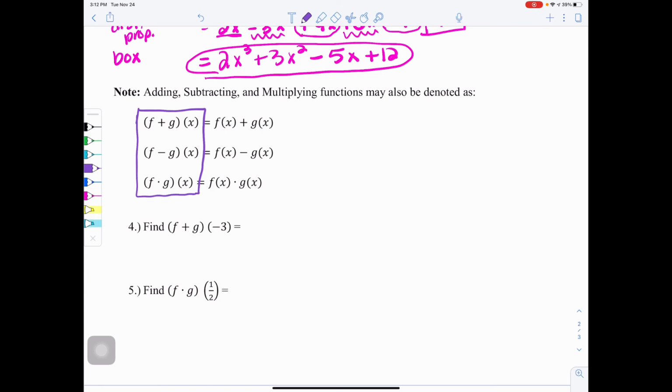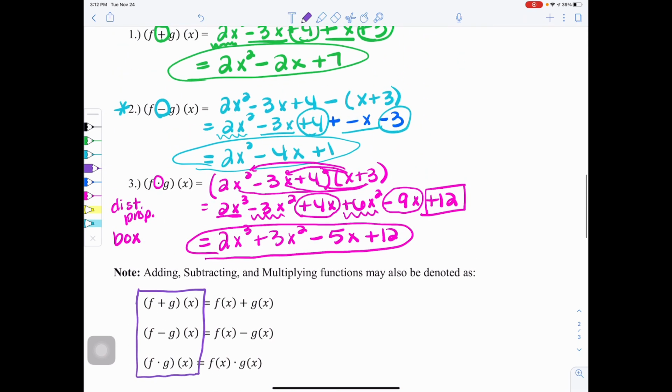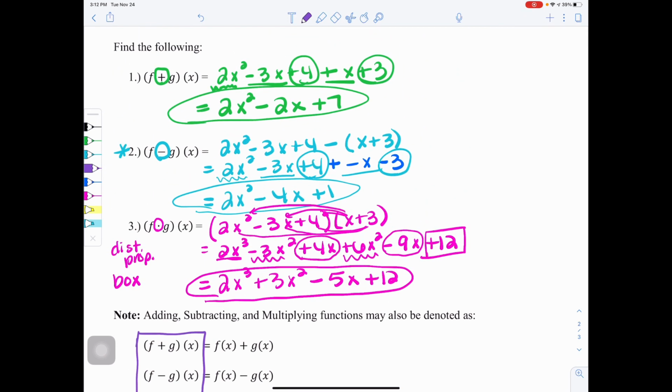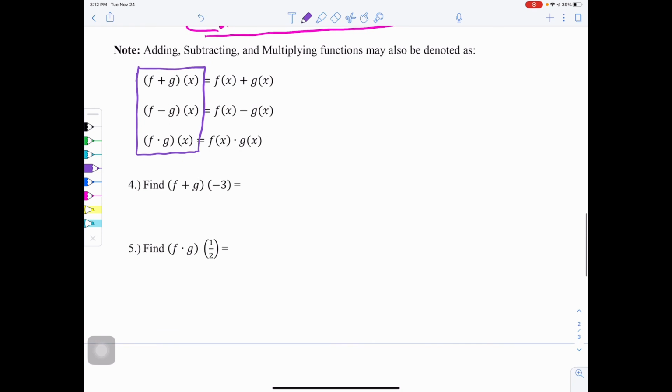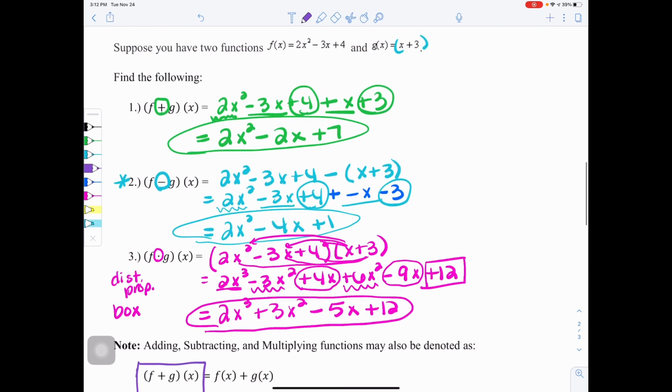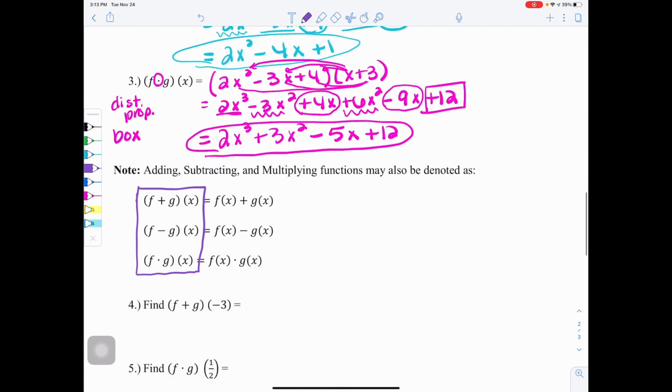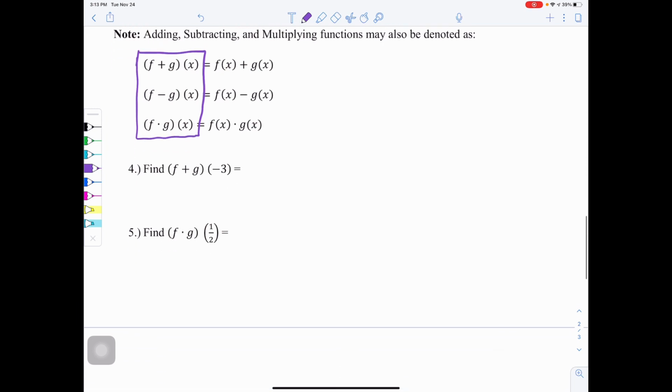So now, instead of just having the simplification of the polynomials, we're going to have to do the simplification of the polynomials or use the one that's already been done and actually evaluate it at negative 3 and at 1/2. Now, f plus g, we already found up here. F plus g turned out to be 2x squared minus 2x plus 7. So since I've already done that, I'm going to come down here and just do my substitutions.